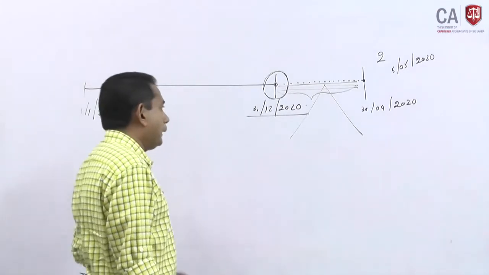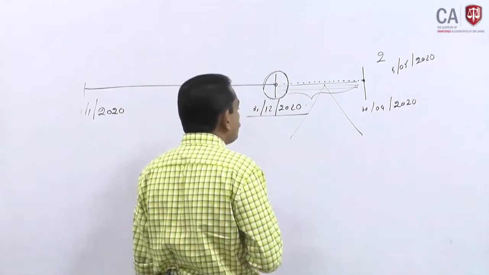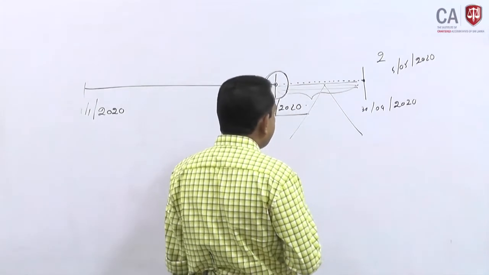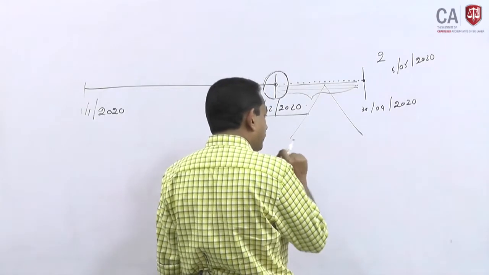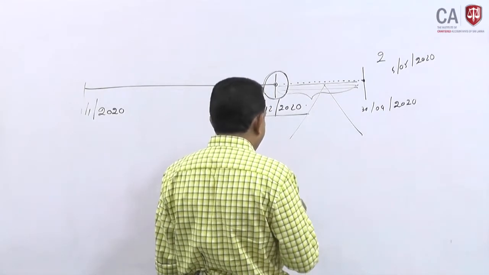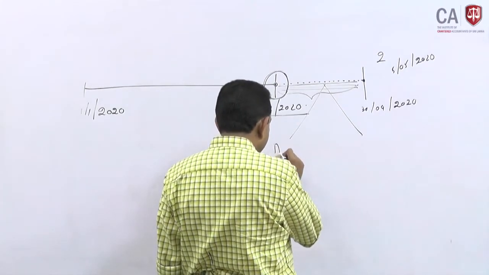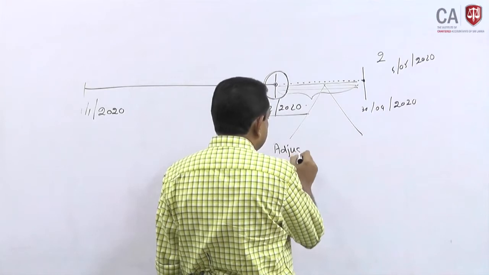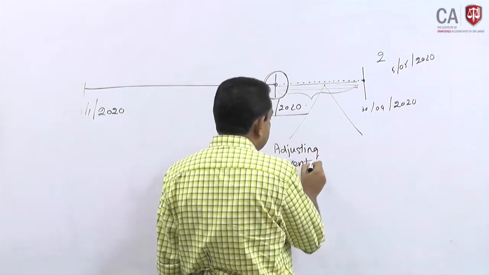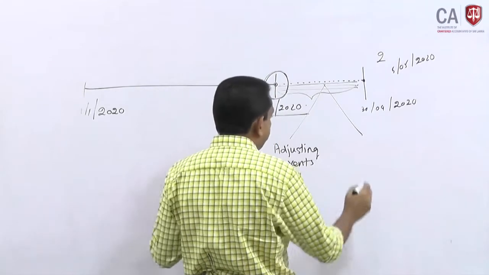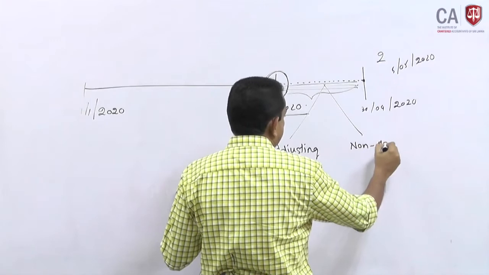Now, LKAS 10 divides those events into two. In short, for our convenience, we have given them two names. Some events are called adjusting events, and the other events are called non-adjusting events.